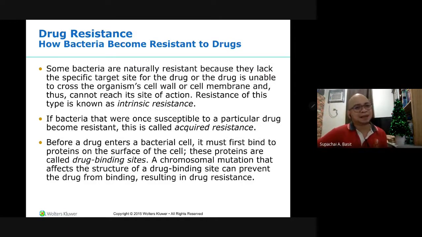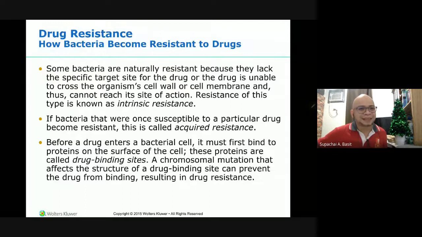So how do bacteria become resistant to drugs? Well, there are actually two types of resistance. We have the intrinsic resistance, and the other one is the acquired resistance. What do we mean by intrinsic resistance? Some bacteria are naturally resistant because they lack the specific target site for the drug, or the drug is unable to cross the organism's cell wall or cell membrane, thus it cannot reach its site of action. This kind of resistance is intrinsic resistance.